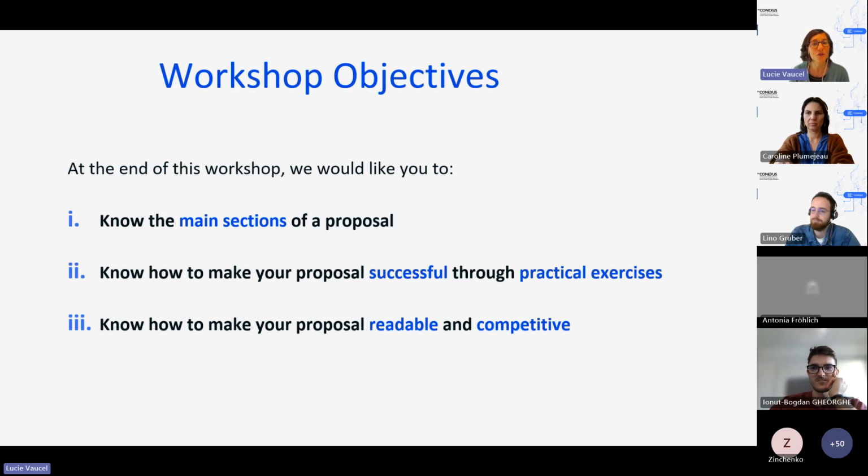But what will you learn today? This workshop aims at making you know the main sections of a proposal, what usually you write in a proposal. What are the main sections?